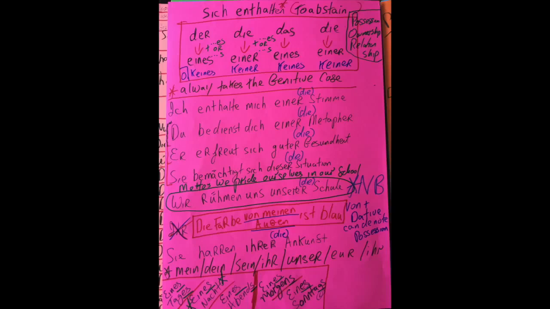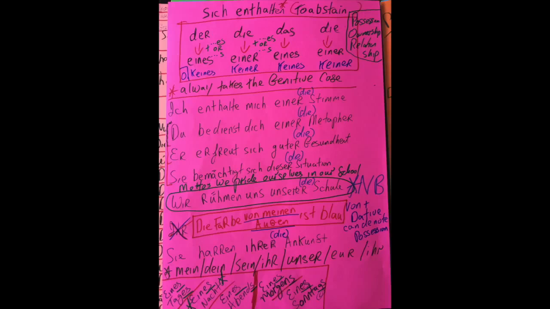Erfreut sich guter Gesundheit. So basically, he takes it on himself to have good health. Okay? So again, likewise, you could rephrase these three sentences using the dative case or using other simpler ways, but stylistically, for historical reasons, these will be three of many verbs that would take the genitive case. The last one, sie bemachtigt sich diese Situation. So she takes ownership of the situation. So again, the situation is brought upon herself, she's taking ownership of it.